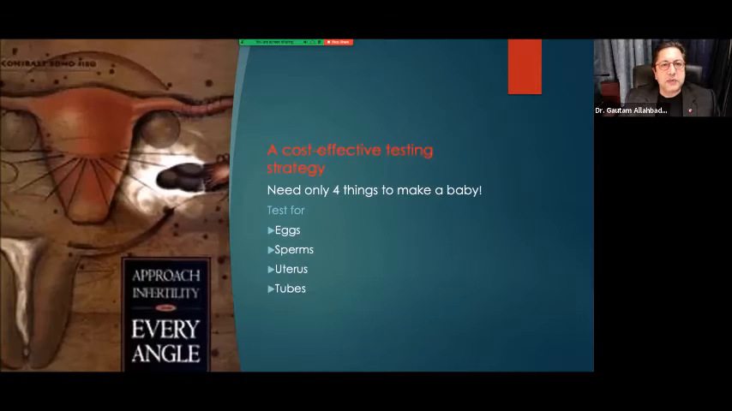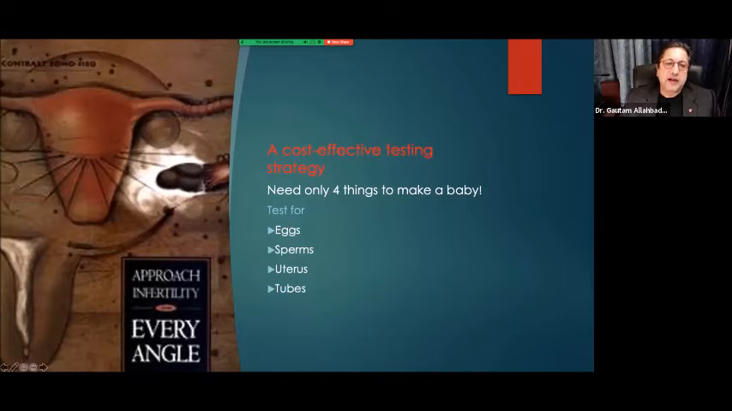So as you can see, the fertilization takes place in the fallopian tube. And if you understand in simple language, you need only 4 things to make a baby. You need eggs, you need sperms, it's obvious. You need the uterus for the pregnancy to grow. But most importantly, you need open and healthy tubes where the egg meets the sperm, where fertilization takes place.